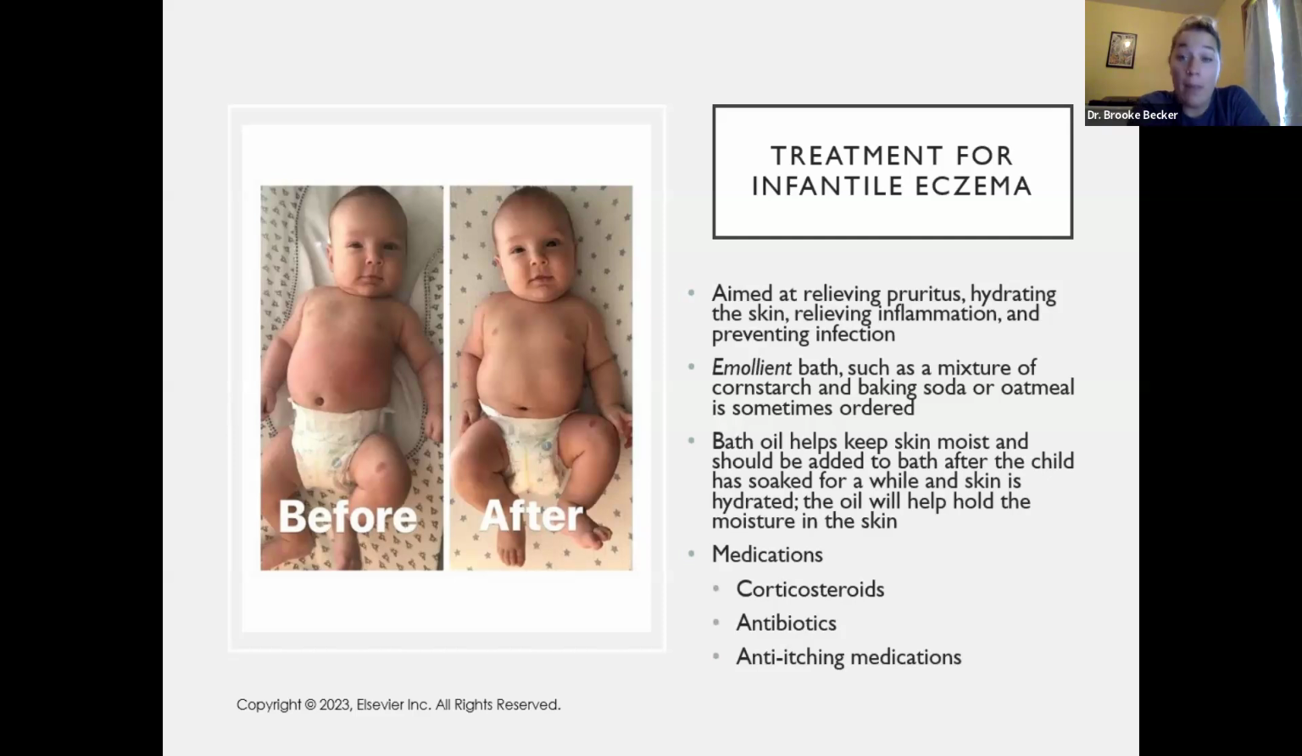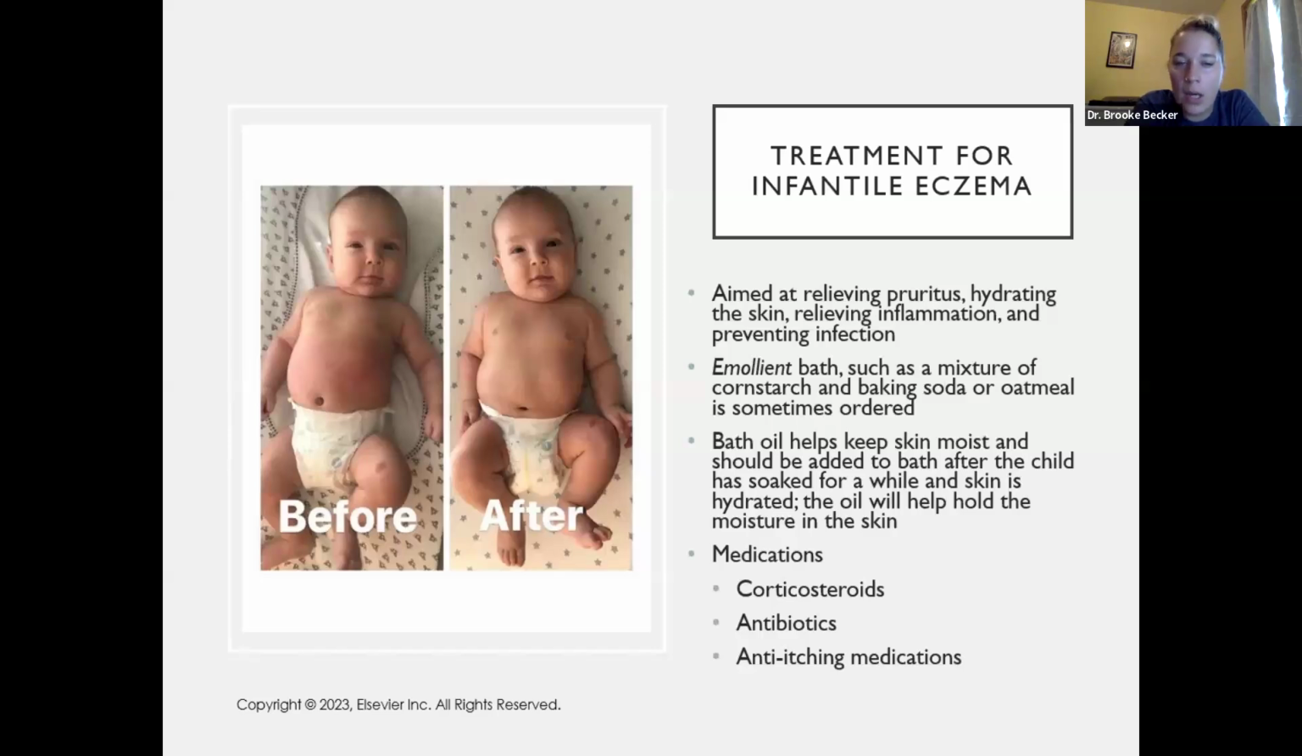Also, bleach baths, which sounds terrible for a kid with eczema, but it's a tiny amount of bleach in the big bathtub. What it does is it helps dry out that eczema flare, and it also helps prevent the risk of secondary infection in that area. So they would do that a couple of times a week if their eczema is really flared up.